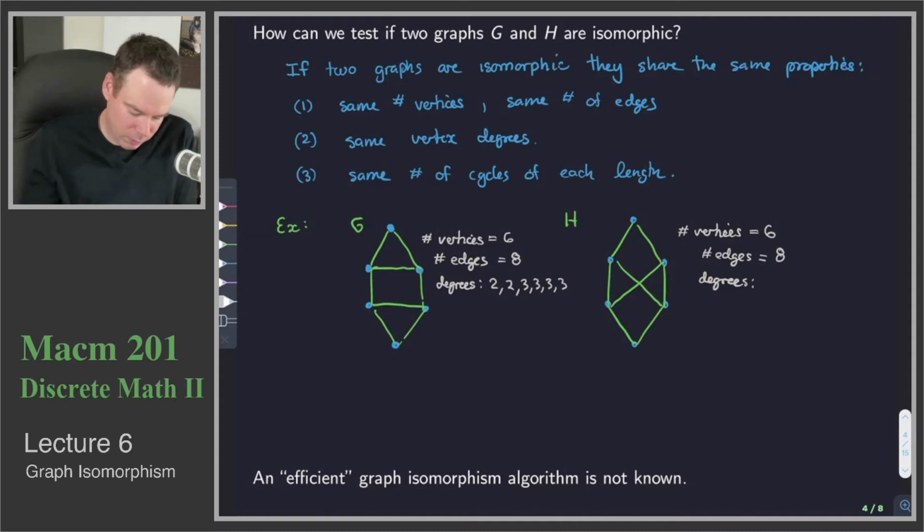How about in the other graph H? Well, the top has degree 2, the bottom vertex has degree 2, and the ones around the middle each have degree 3. So they have the same degrees, or what we call the degree sequence.